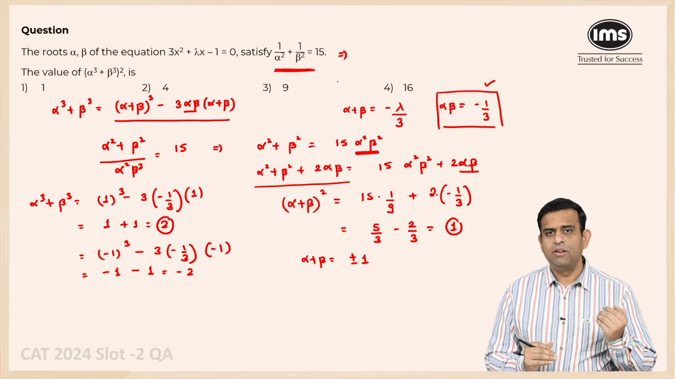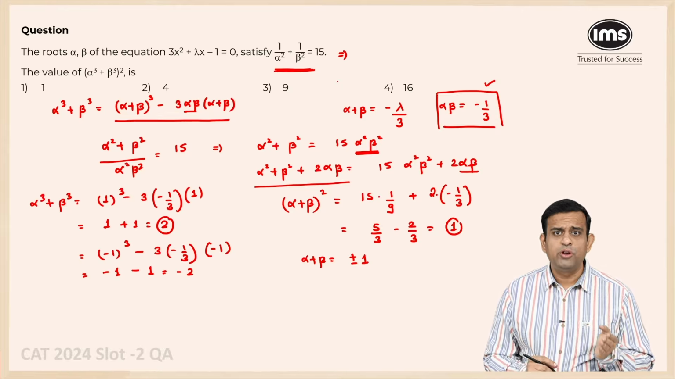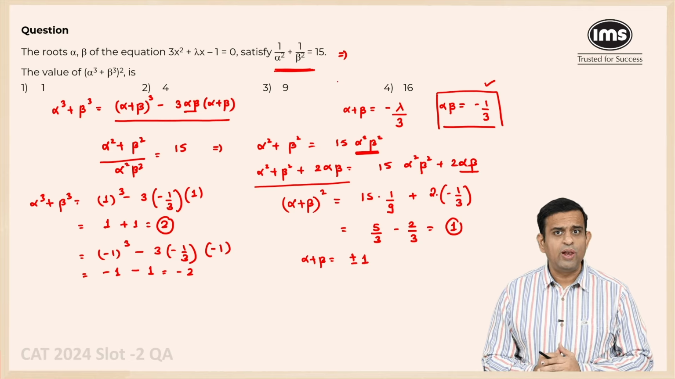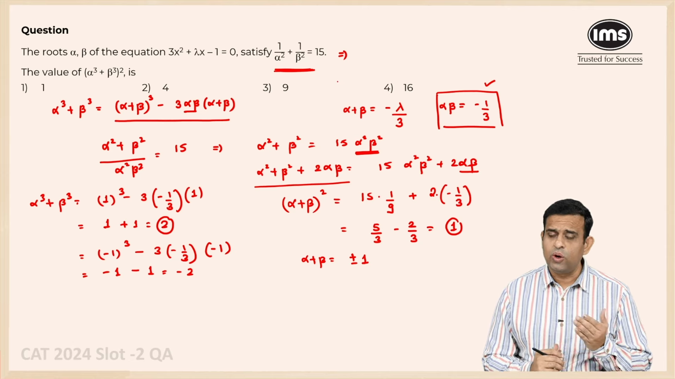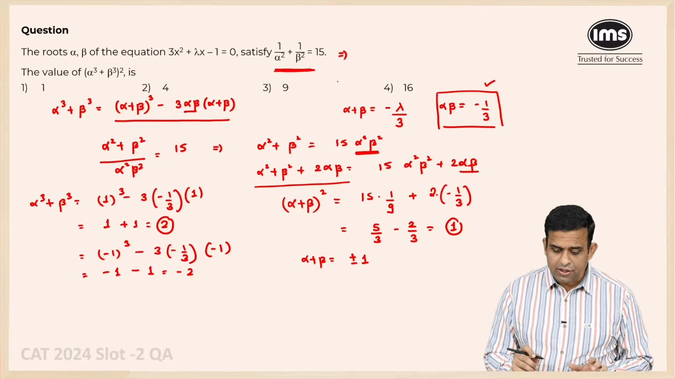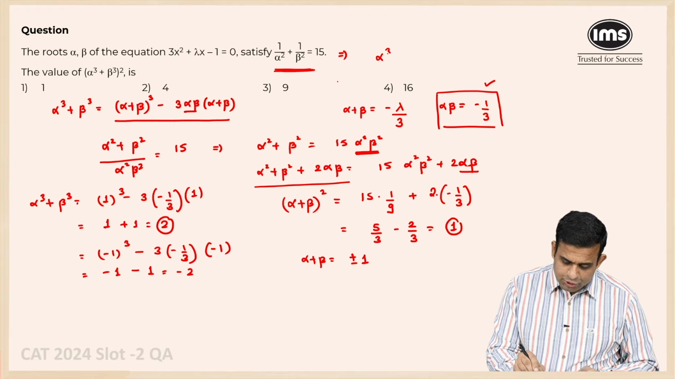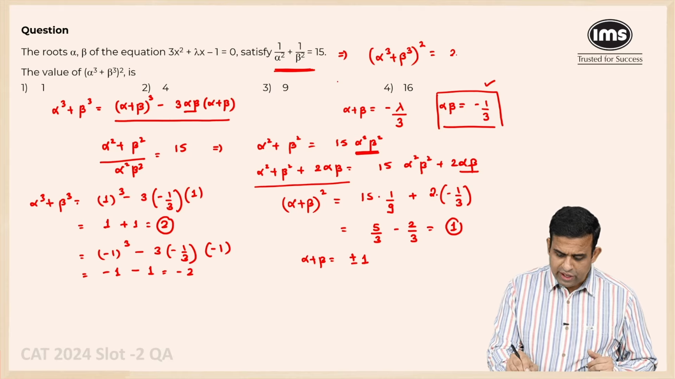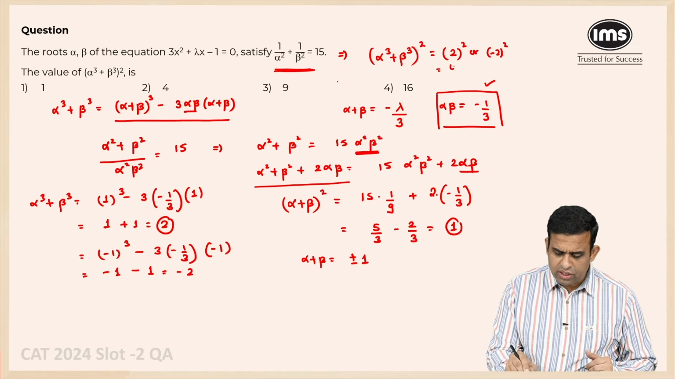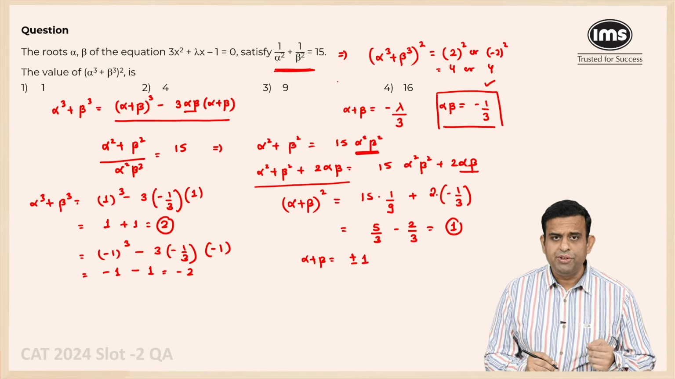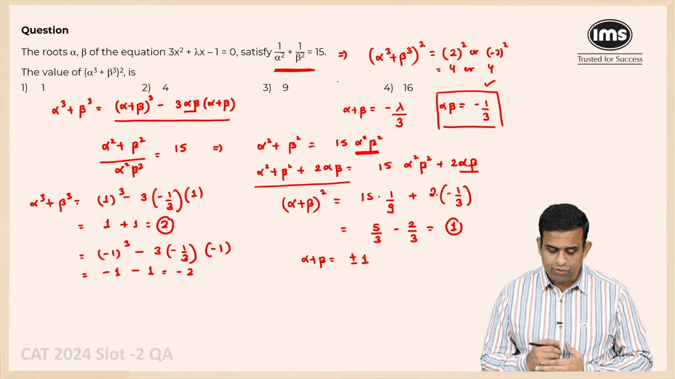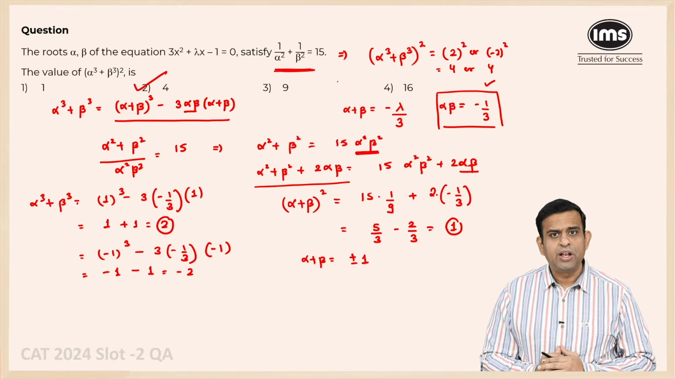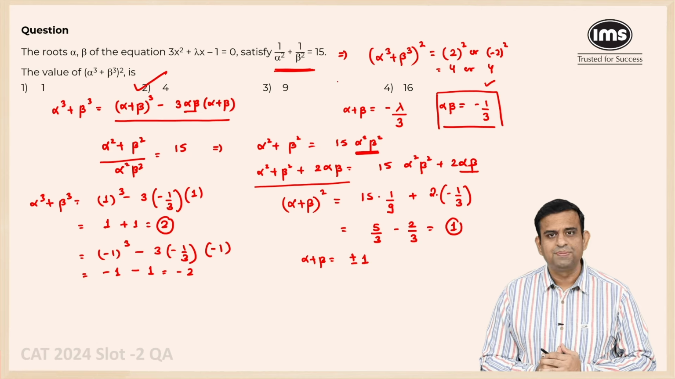So understand that the term alpha cube plus beta cube comes out to be 2 or minus 2, depending on whether alpha plus beta is taken as 1 or minus 1. But my focus has to be on alpha cube plus beta cube whole square. That is what they have asked. And this will be either 2 square or minus 2 square. In both cases, the outcome comes out to be the same, which is 4. Hence option number 2 is the required answer for this particular question.